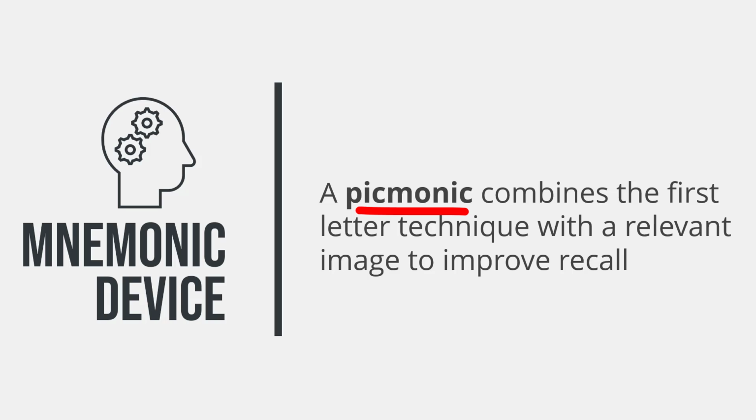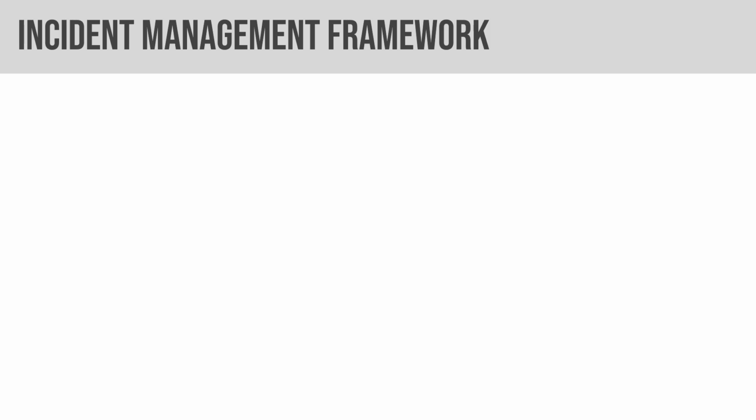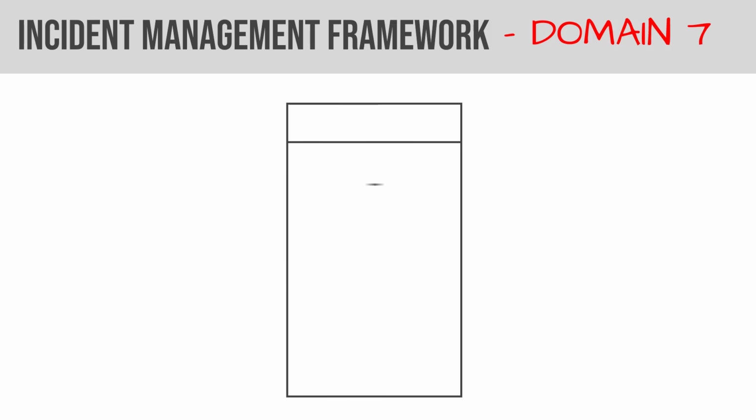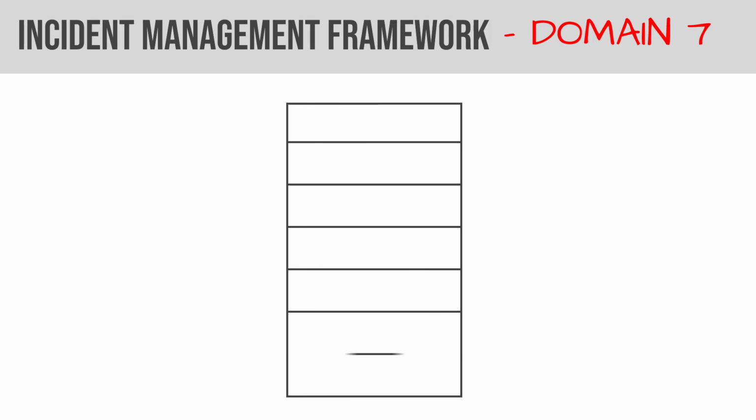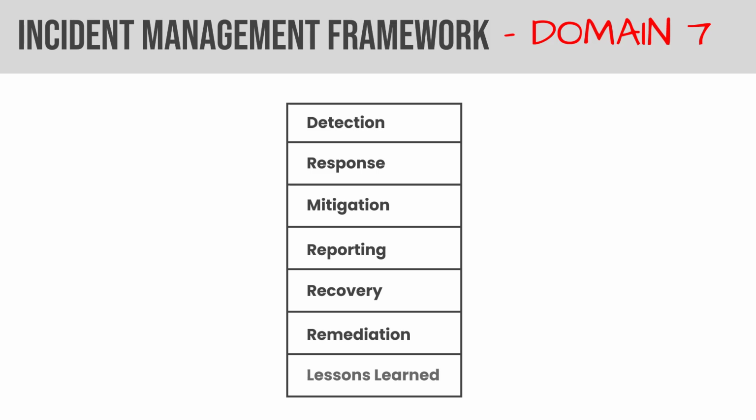So a Picmonic combines the first letter technique with a relevant image to improve recall. And I have the perfect example for you here. I'd love to say that this was my idea, but it was not, but I still love it. So for the incident management framework, which is called out in domain 7 in the guide and called out in the exam essentials, you have a 7-step process: detection, response, mitigation, reporting, recovery, remediation, and lessons learned.